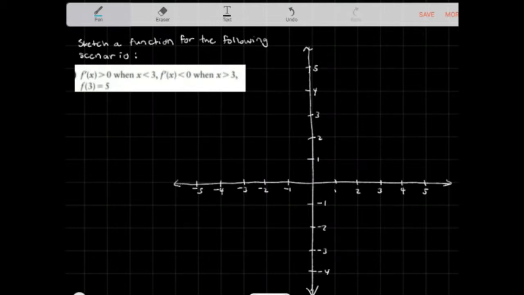All right, let's sketch a function for the following scenario. f prime of x is greater than 0 when x is less than 3, and f prime of x is less than 0 when x is greater than 3, and f of 3 is equal to 5. Okay, so let's start with our derivative function. So I'm going to call f prime of x my derivative function.